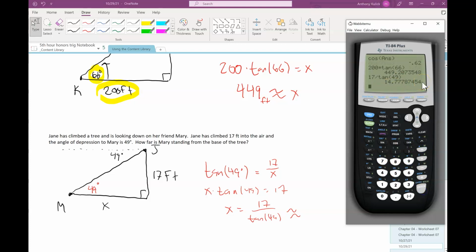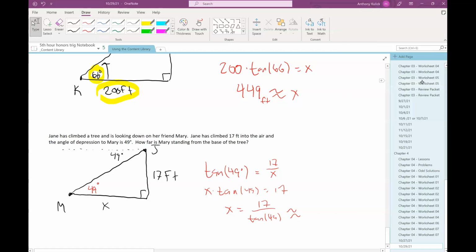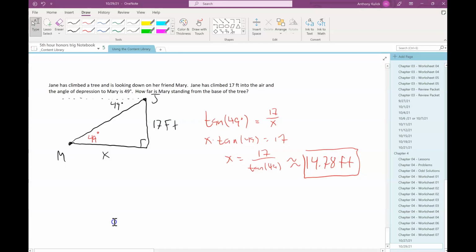So 14.78. So far, so good. Probably pretty easy so far, right? Let's do, I think, one more example, and we'll stop for today. This last example is the most challenging type.